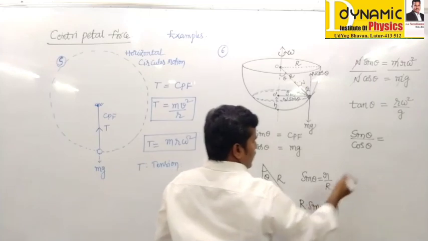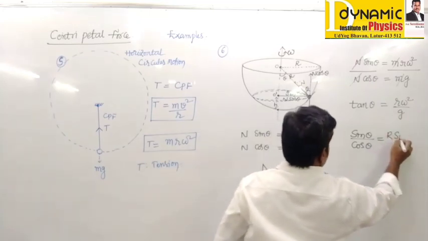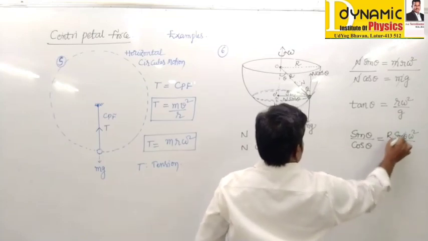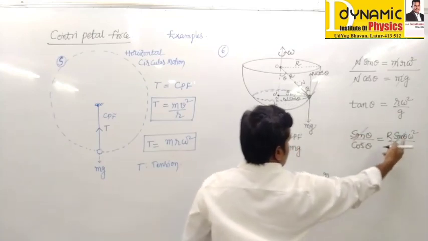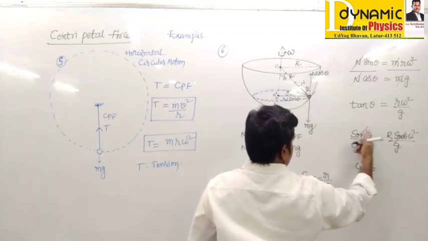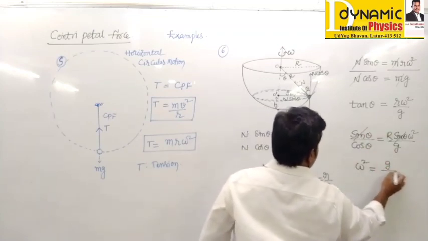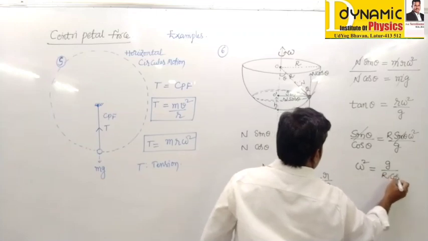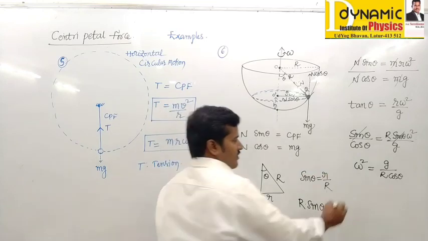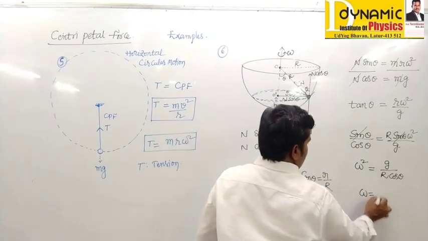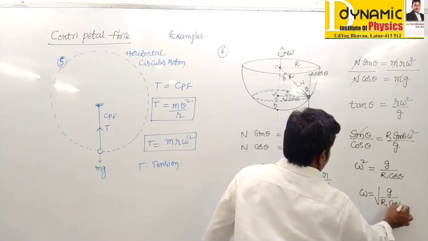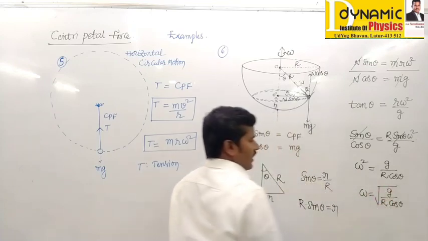Small r is written as capital R sin theta into omega square upon g, where the sin theta function is cancelled. Then omega square is written as g upon r cos theta. This is omega square. Omega square equals g upon r cos theta. We want omega, the square root of g upon r cos theta.